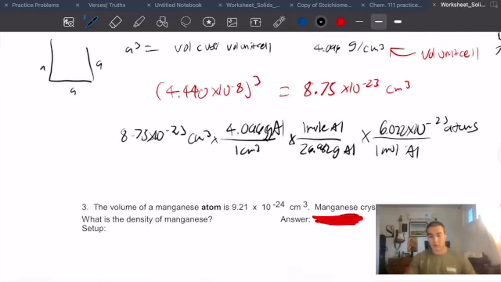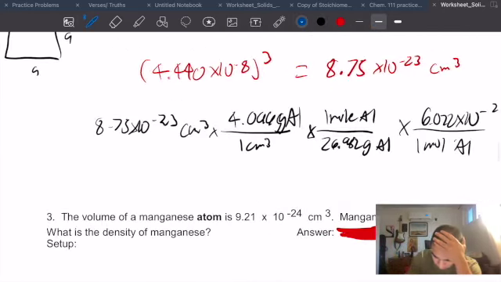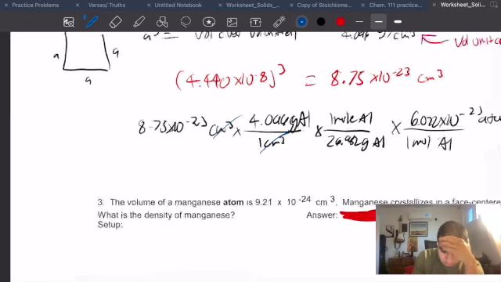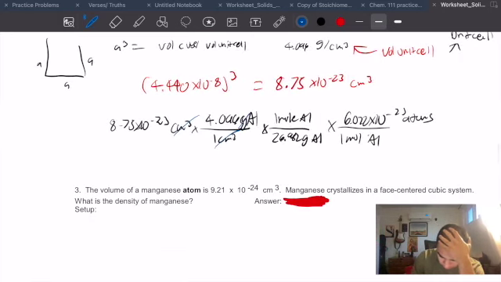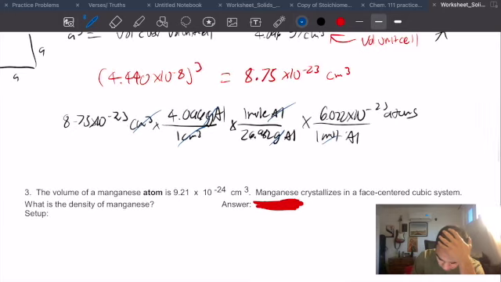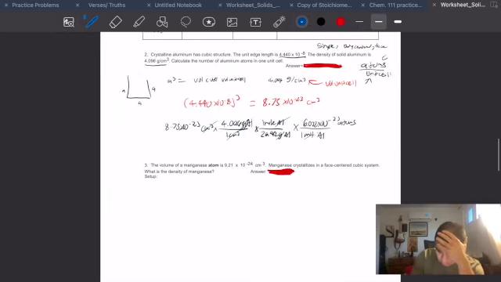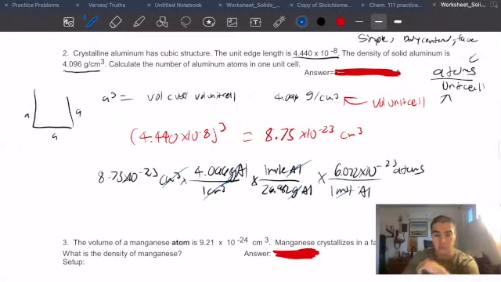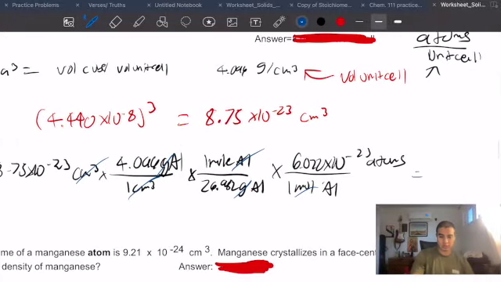And so let's see how this stuff cancels out. So this is going to cancel out with this. Grams with grams. Moles with moles, and so we're left with atoms. However, our last unit is going to be atoms, obviously, per unit cell.